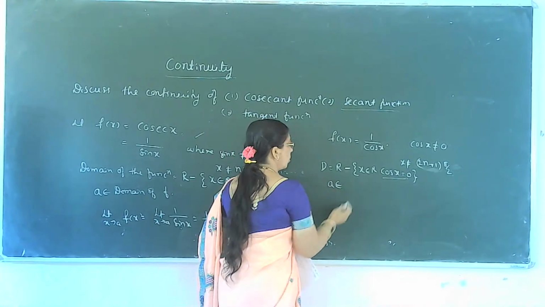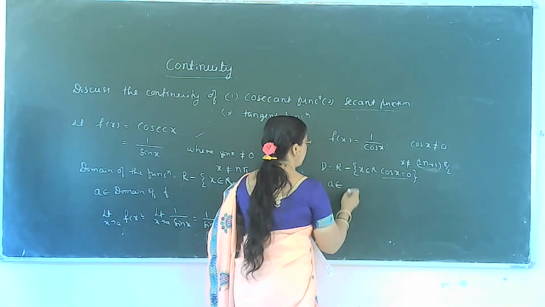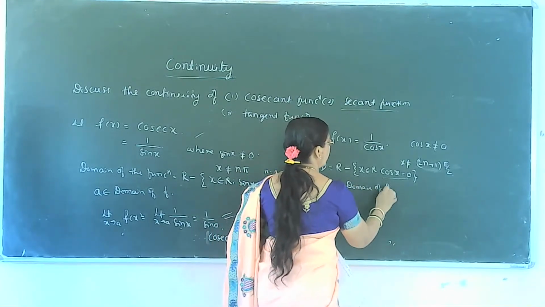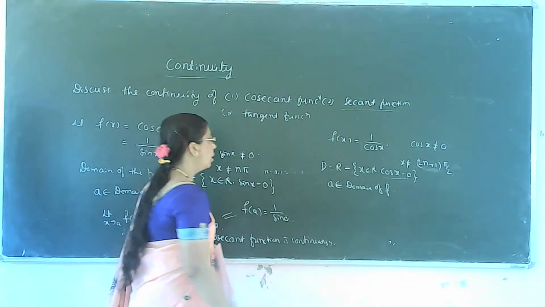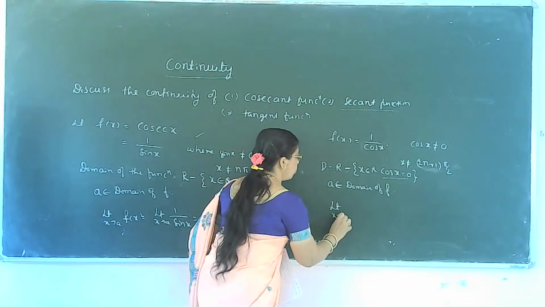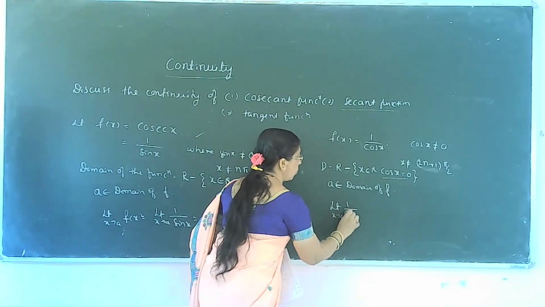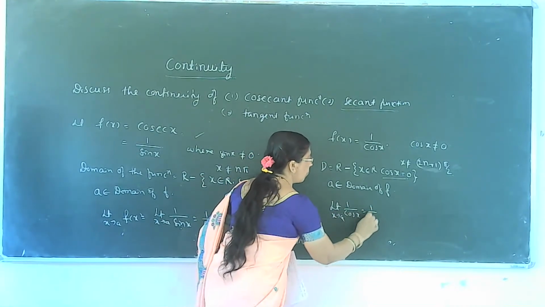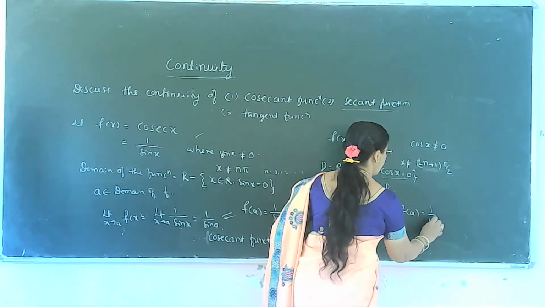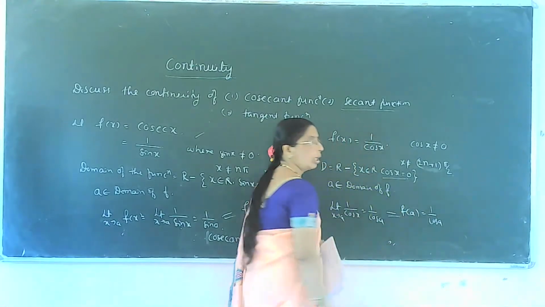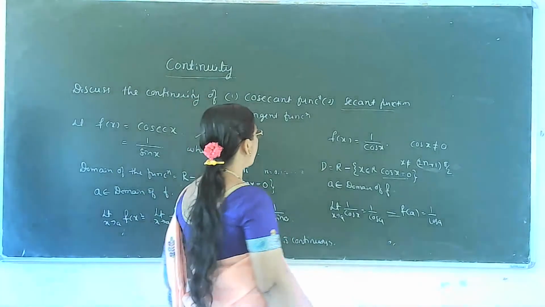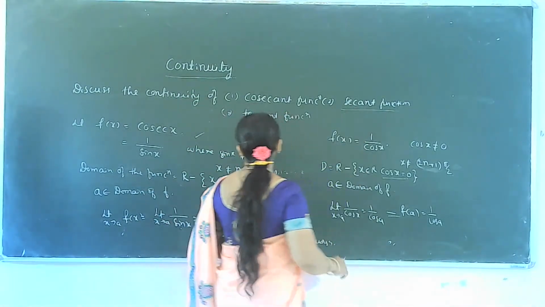Therefore, let a belong to the domain of f. Then the limit of the function as x tends to a of 1 by cos x is equal to 1 by cos a. F of a also is equal to 1 by cos a. Therefore, they are equal, so the function is continuous. Therefore, secant functions are continuous.